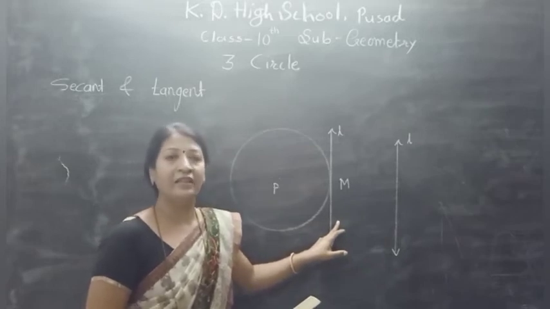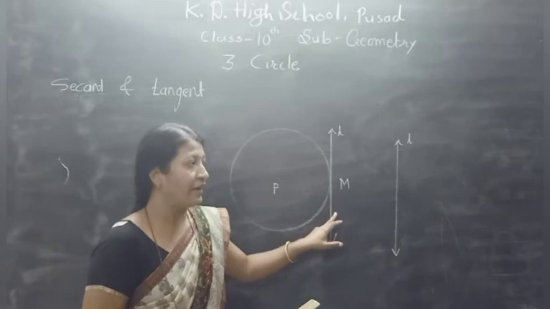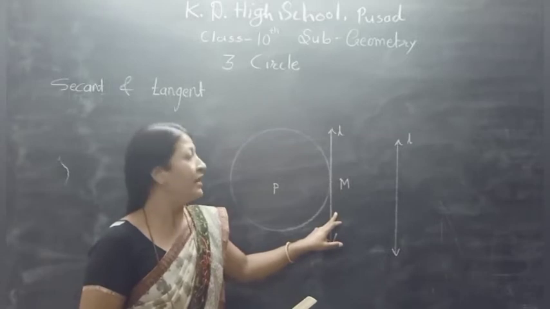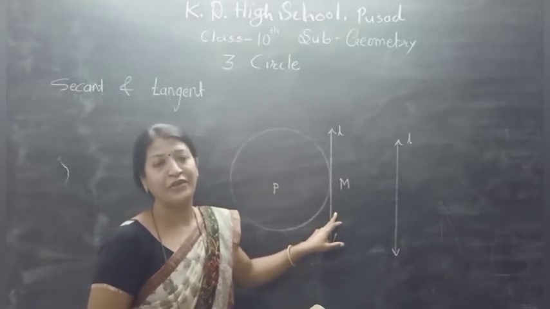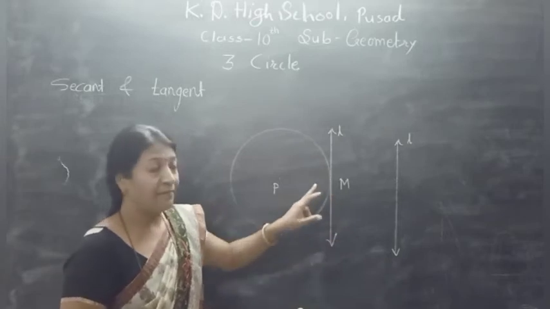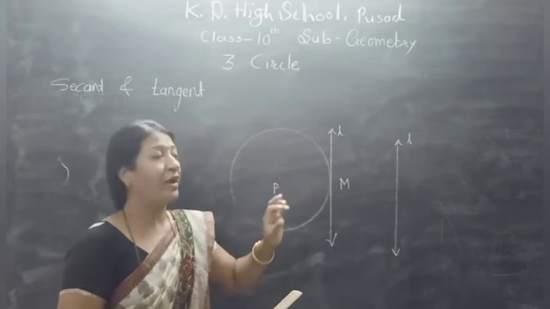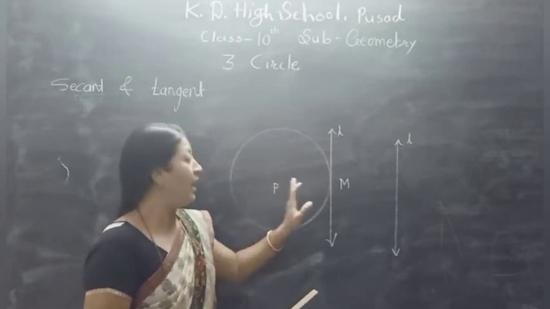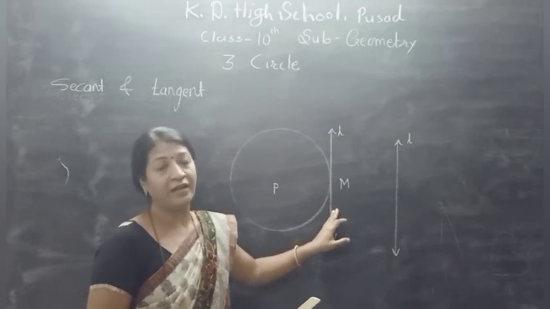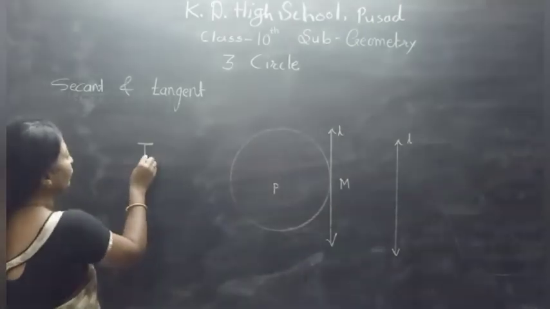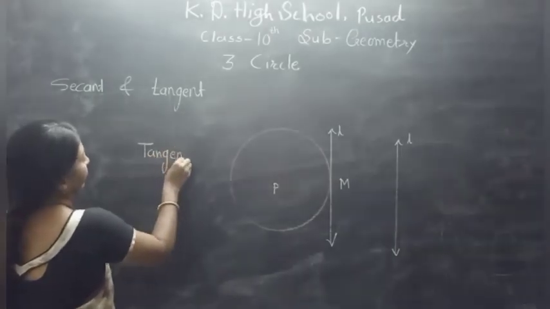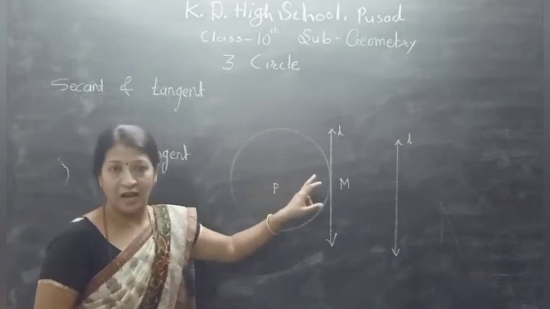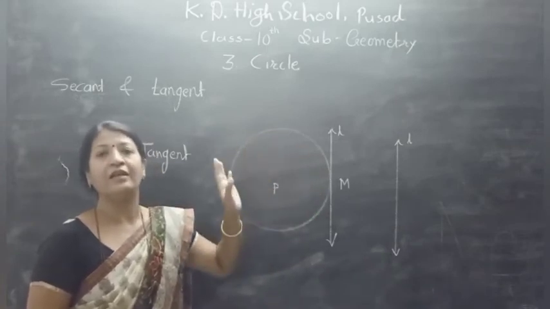Now, in that situation, the line which touches the circle in one and only one point is called a tangent of the circle. Yes, the line which has one and only one point common to both the circle and the line is called a tangent to the circle. It means a tangent is a line which touches the circle in a single point.